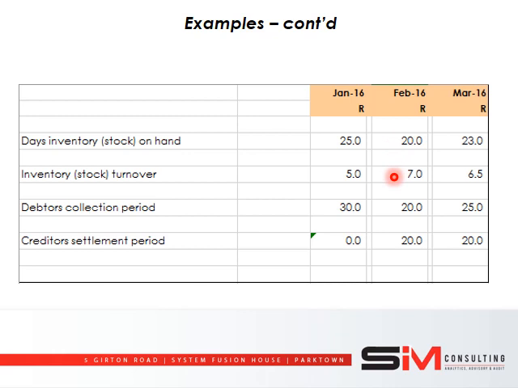And that is confirmed by the speed, which is inventory stock turnover. You can see in February stock moves 7 times fast, and in January it moves only 5 times fast. So therefore we can conclude that stock is moving faster in February than it is in January.